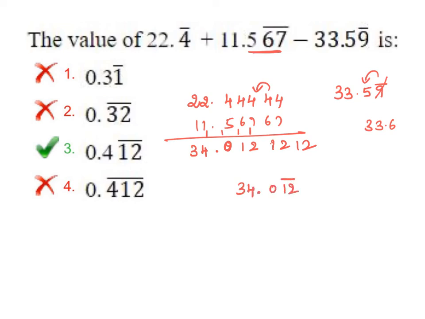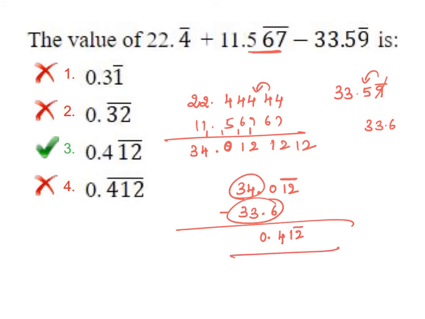So 34.012 bar on 12 minus 33.6. So 12 bar will be 12 bar only. Out of 34, you subtract 33.6, that becomes 0.4. So it is 0.412 bar on 12.